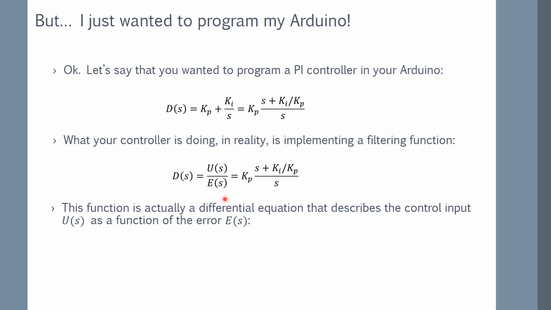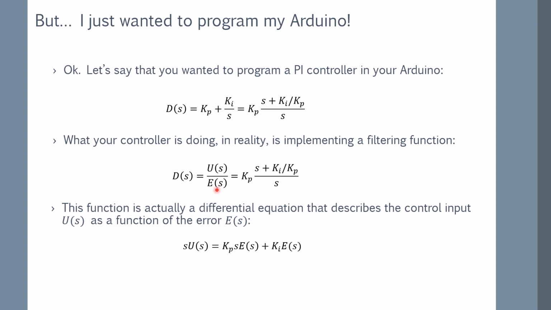So, and of course, each controller will do something else. Another way of interpreting this is that this function is a differential equation that describes how the control input changes as a function of the error. So this is how I would express this as a differential equation.